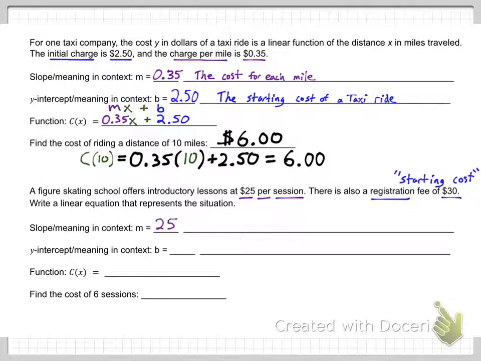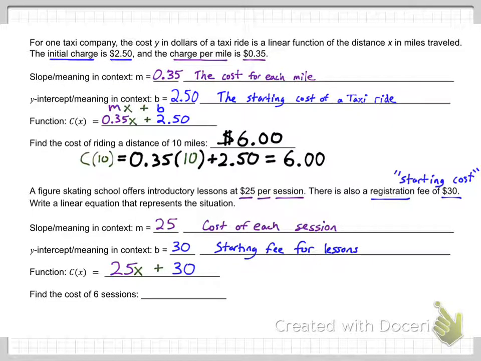The slope is $25, or is 25, and that's the cost of each session. The Y-intercept is $30, and that's the starting fee for lessons. So our function is going to be 25 times x plus the $30 starting fee.